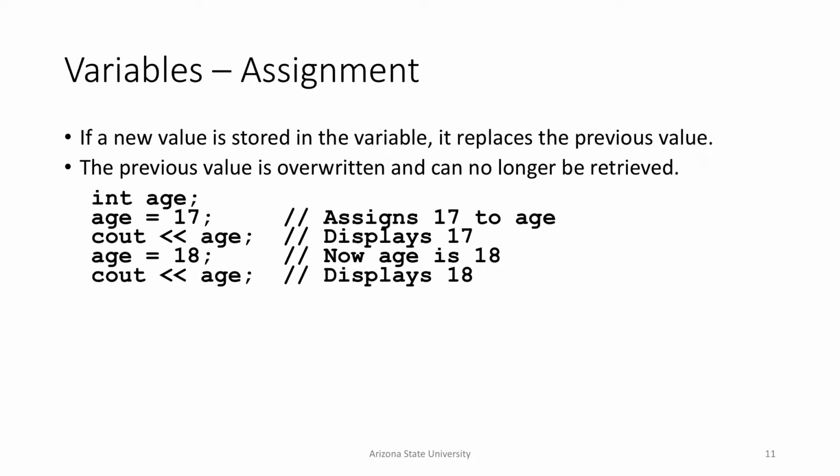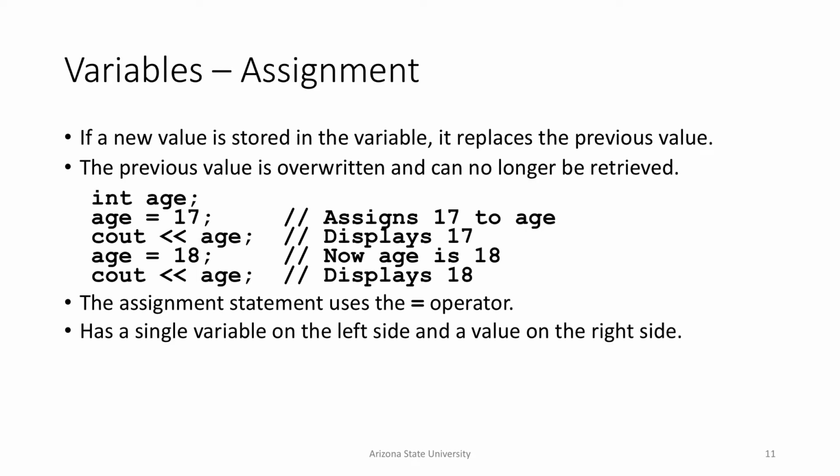So if I do something like this, I define this variable called age, then I assign 17 to this variable age. If I print it out, it'll say 17 because that's the current value of what age holds. Then if I change it to 18, then we print 18 because that's the current value of age. And then, of course, it uses the equals operator, which is called the assignment operator.